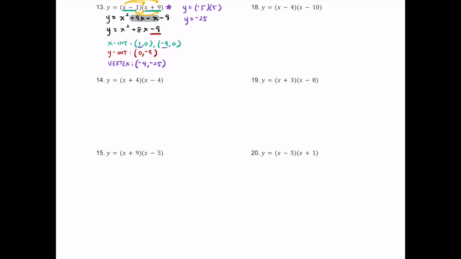For 14, check out this pattern. We've seen this before. See if you can notice it or recognize it.